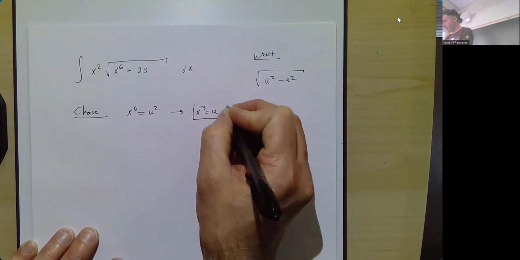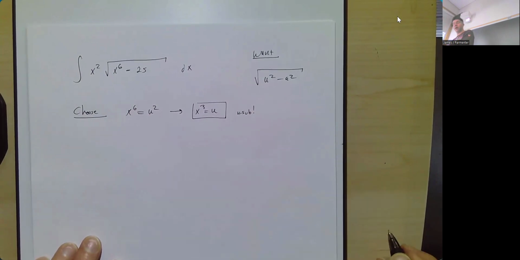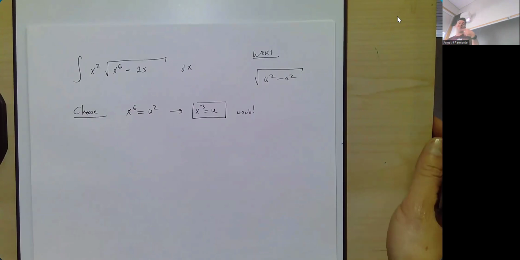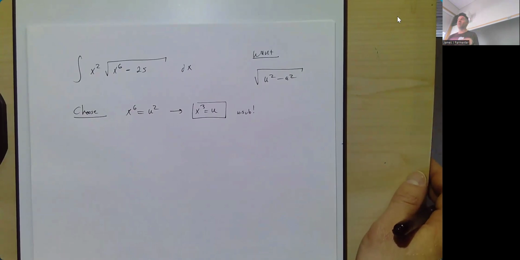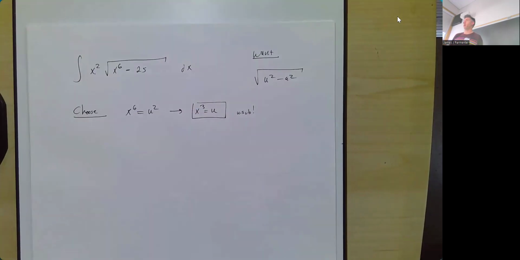So there is my u sub. Great, and that's an excellent choice for a u sub, because what's the derivative of x cubed? 3x squared. Oh, look, I have an x squared. That's a really good sign that I'm doing the right thing.